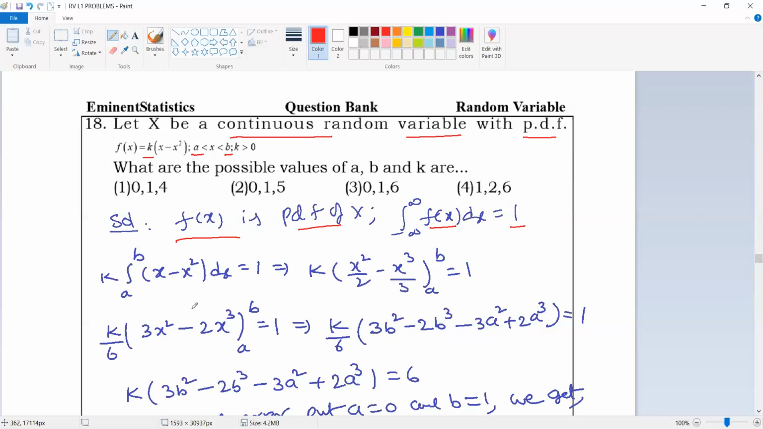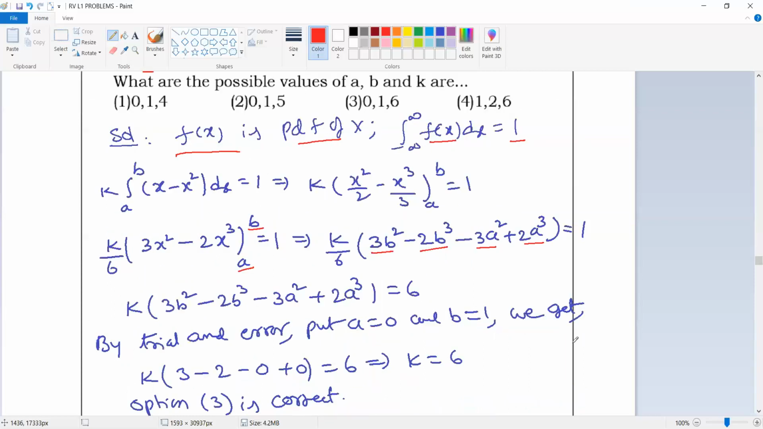Now substitute here, k by LCM 6, k by 6 into 3x square minus 2x cube, from a to b, is equal to 1. Substitute the upper value: 3b square minus 2b cube, minus 3a square plus 2a cube, is equal to 1. Now k into 3b square minus 2b cube minus 3a square plus 2a cube is equal to, by cross multiplication, 6.